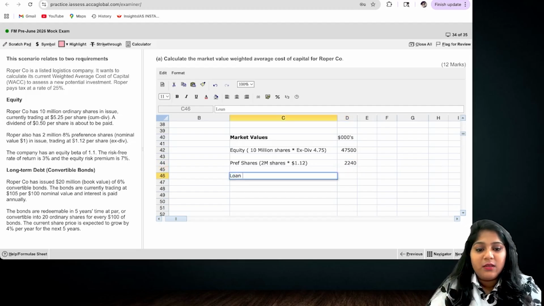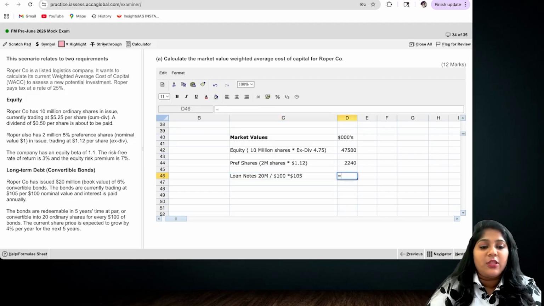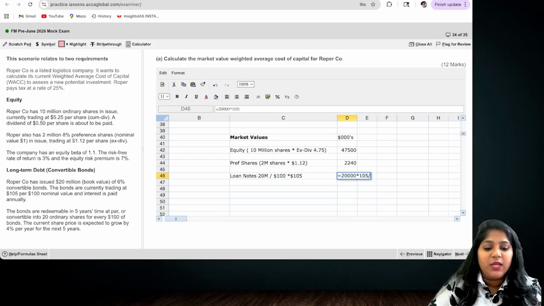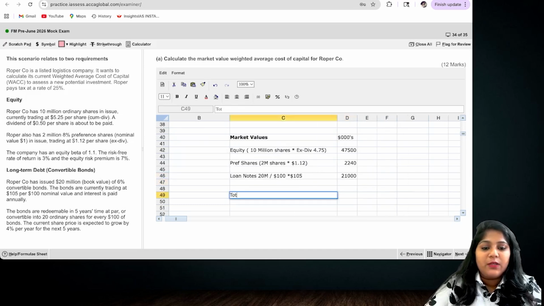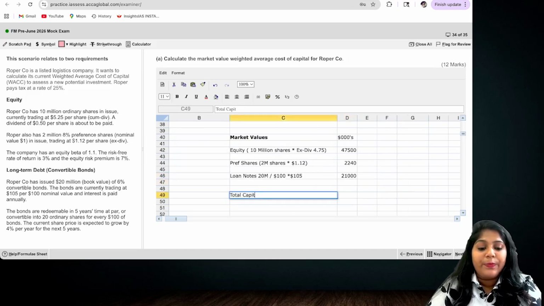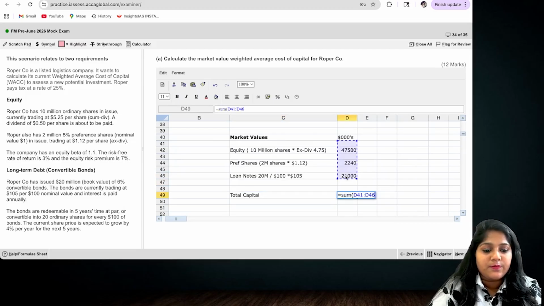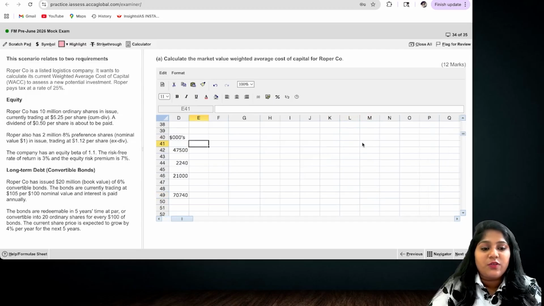Then for loan notes, what is the market value? So I have 20 million loan notes, right? The nominal value is $100, but it is trading at $105. The market value has to be how much? 20 million multiplied with 105 upon 100. So that becomes my market value. So what is the total capital in the business, guys? Total capital in the business will be the sum of all of this. And take the respective costs of capital too.